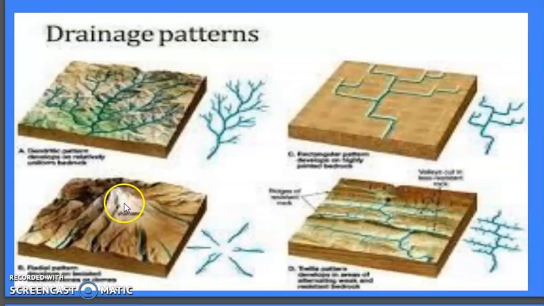Here you can see from the hill the rivers are going in different directions. This is called radial or centrifugal drainage pattern. But when you see rivers coming from all sides and entering into the low-lying area, that is called centripetal drainage pattern. So drainage pattern is a very important topic of the chapter, and you need to go through the drainage patterns very properly. Okay.